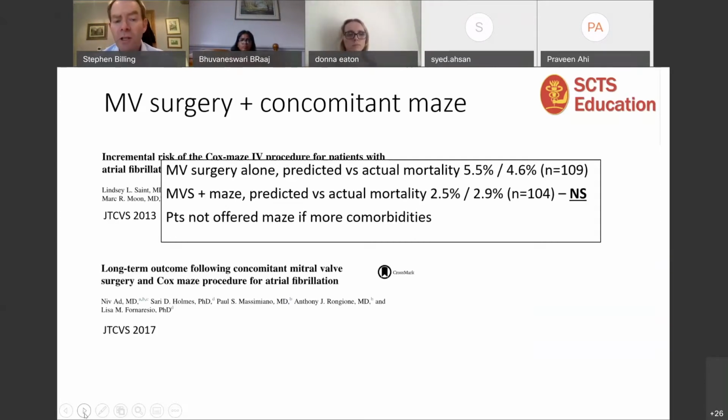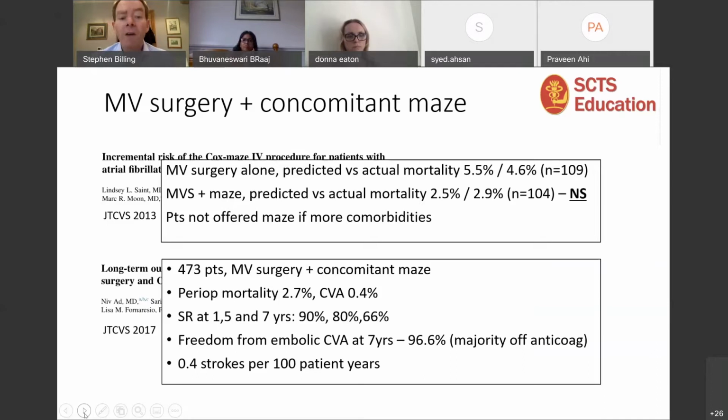And then Nivad's group, which is the most preeminent in studying this. They've looked at almost 500 patients having a mitral valve procedure with concomitant maze. And their perioperative mortality risk was low, stroke risk very low, and excellent rates of sinus rhythm with 80% at 5 years and 66% at 7 years. And their freedom from embolic stroke was very impressive. And that's even although most of these patients are no longer anticoagulated. And in this group of 500 patients, the stroke rate was 0.4 per 100 patient years. So 0.4% each year for each patient.